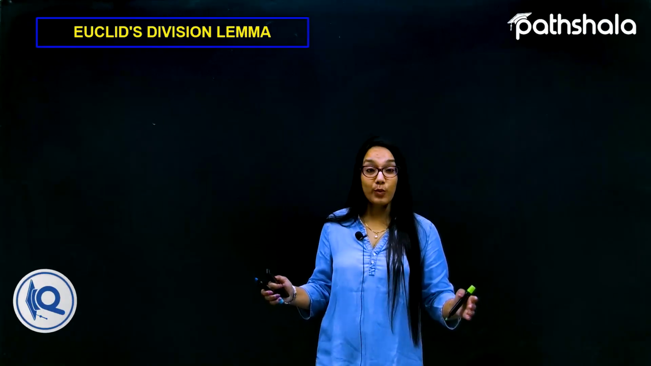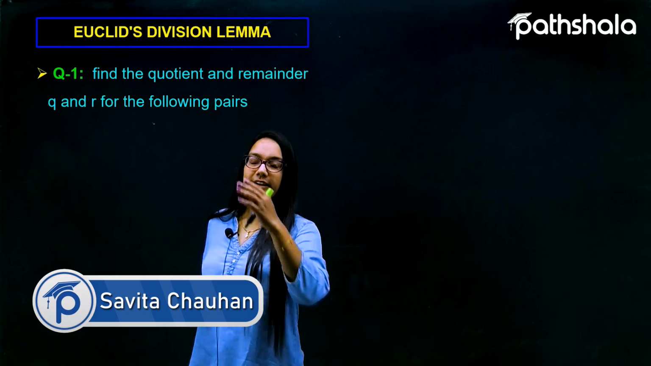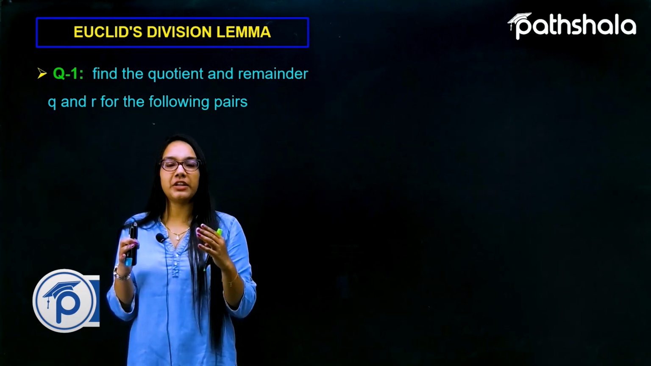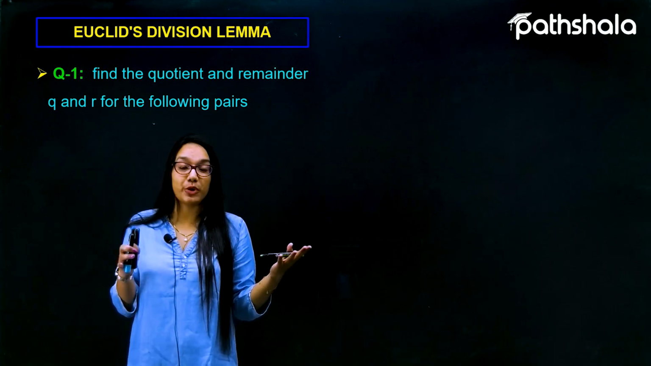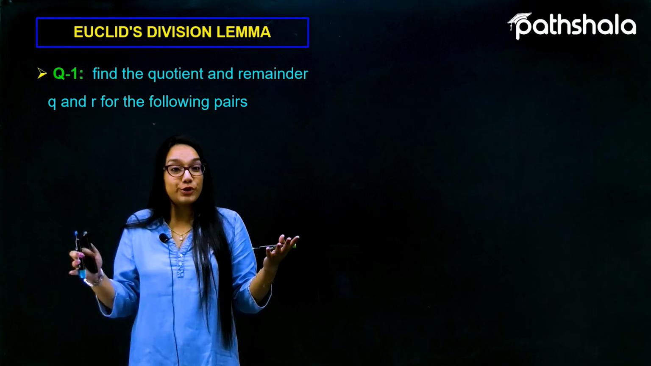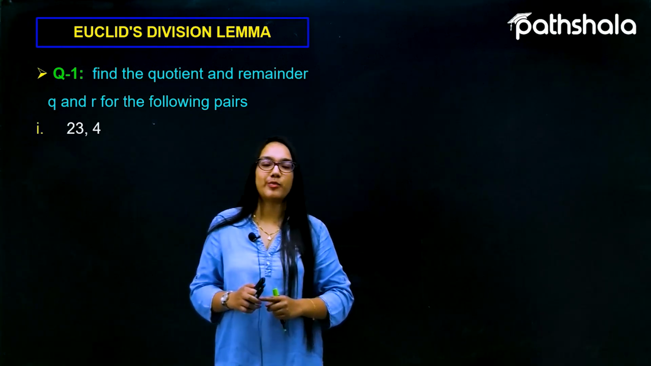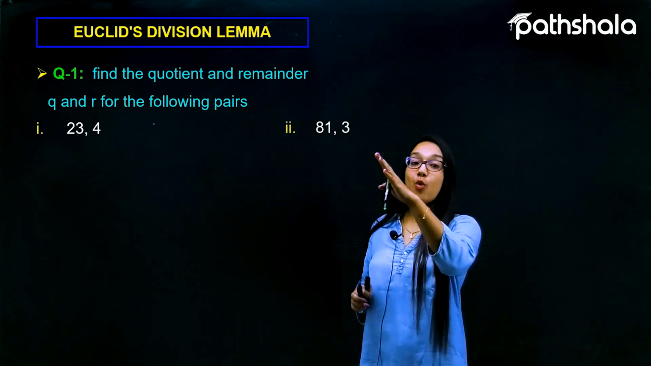So let's just start with the question first. We are talking about Euclid's division lemma. Suppose we have the very first question: find the quotient and the remainder q and r for the following pair. It is an easy question because we just have to find the quotient and the remainder. The first part is 23 and 4, and the second part is 81 and 3.